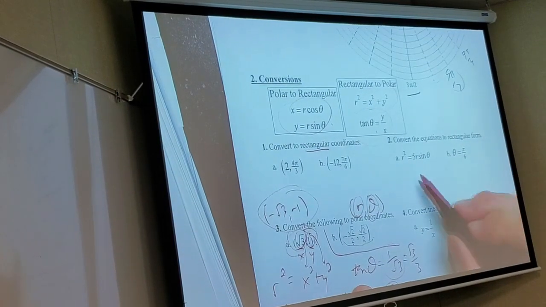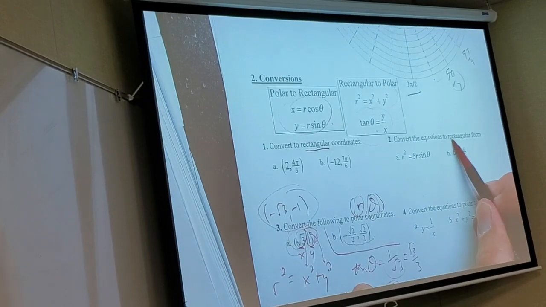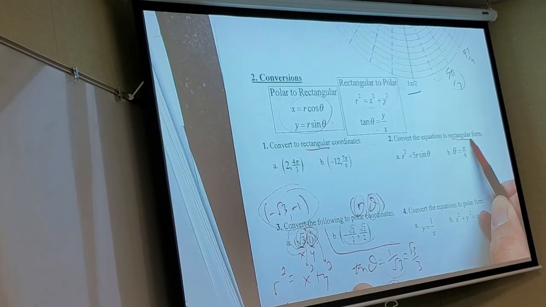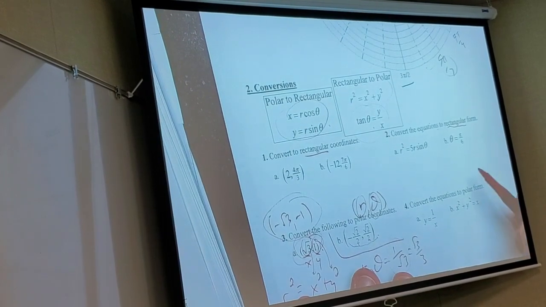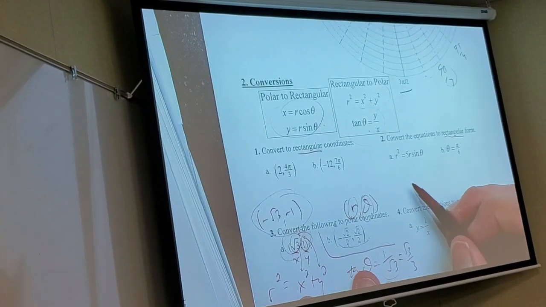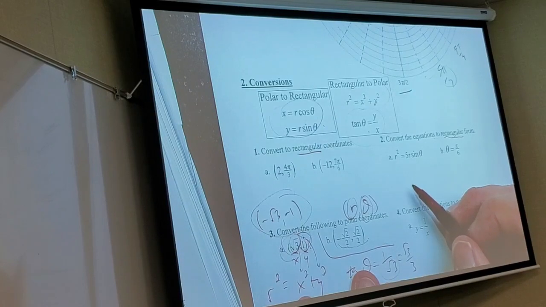Look at this one real quick. What is r squared? So I'm trying to convert to rectangular, trying to convert to xy. So I don't want any r theta. I want all x's and y's. Do you see anything that I can immediately put in place in terms of x and y?